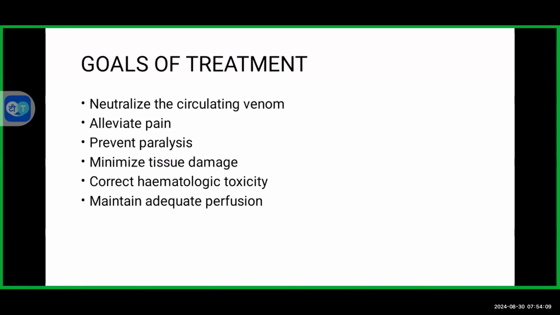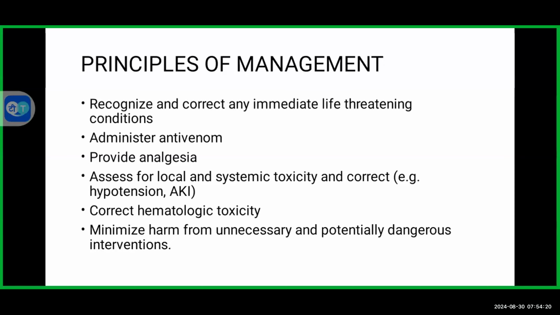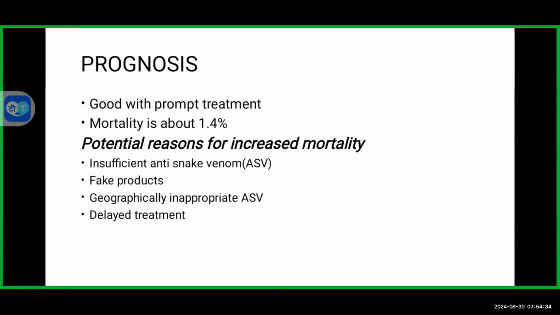So your goals of treatment will be to neutralize the circulating venom, to alleviate the pain, prevent paralysis, and then minimize tissue damage and correct any hematologic toxicity. The principles of management will be to recognize and correct any immediate life-threatening conditions, administer the antivenom, provide analgesia, then assess for local and systemic toxicity and correct them accordingly, then minimize harm from unnecessary and potentially dangerous interventions.